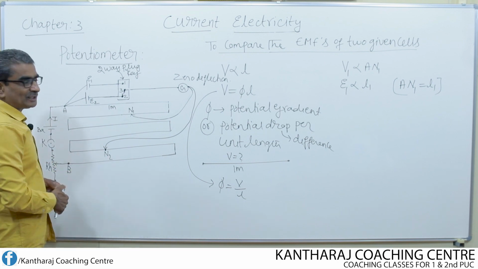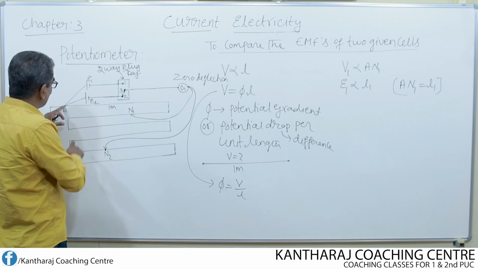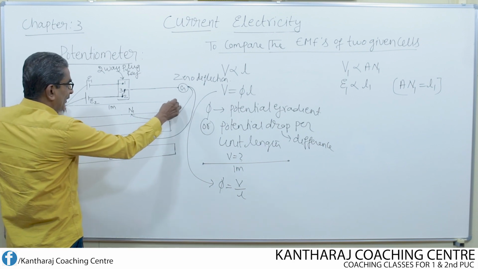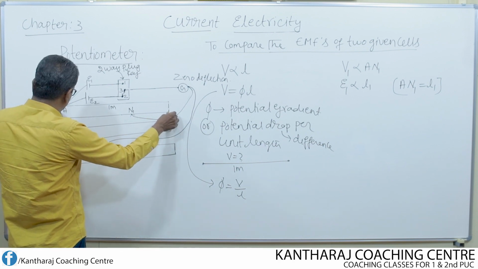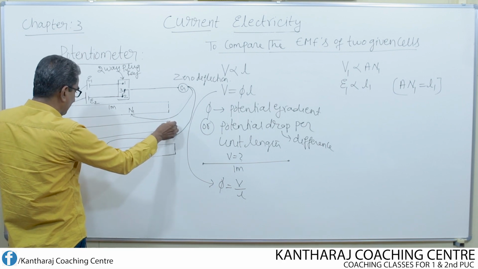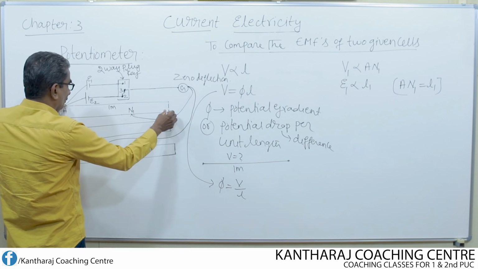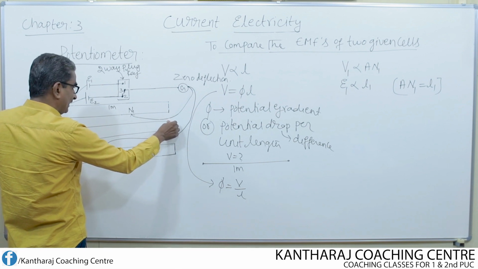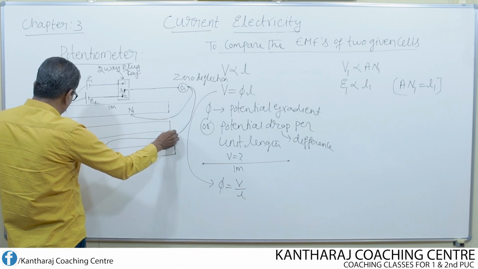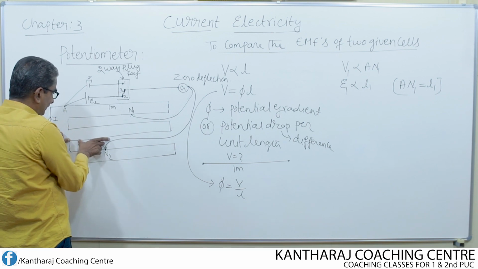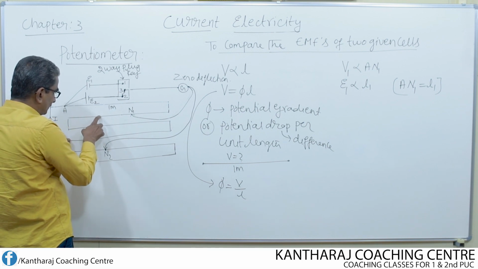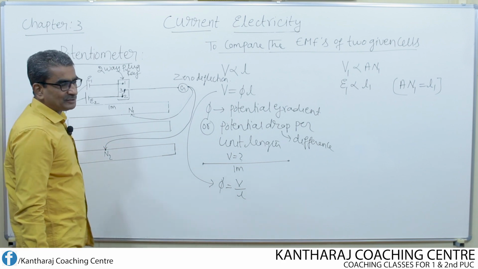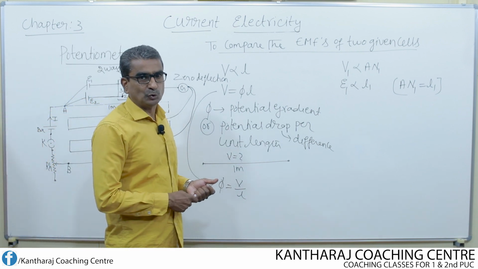Now what will be the total length? The total balancing length is from A to N2. That means 1 meter plus 1 meter is 2 meters, plus 1 meter is 3 meters, plus 1 meter is 4 meters, plus this extra portion. This totally becomes the balancing length L2.